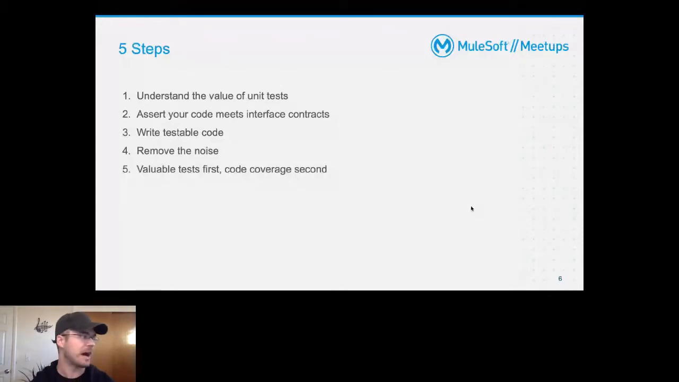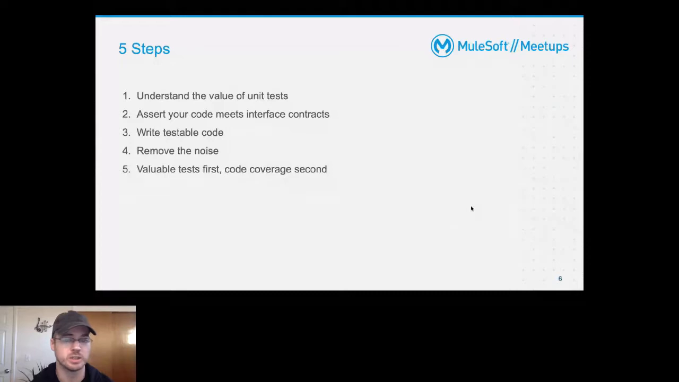So I think there are 5 main steps when it comes to writing effective unit tests in MuleSoft applications. The first one, being the most important: understand the value of unit tests. We want to assert our code meets interface contracts. We need to be writing code that's actually testable. It's fairly easy to write code that is very difficult to test, but it's also easy to write code that's not difficult to test. So we're going to distinguish the difference between the two.